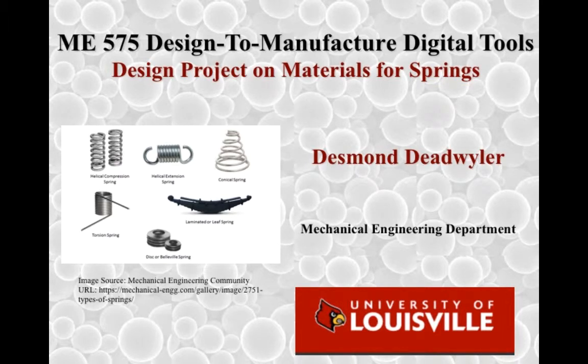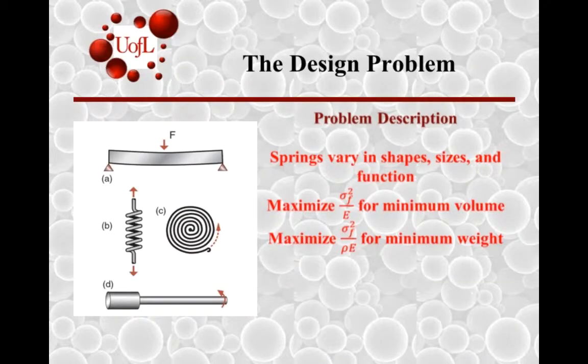So I'm Desmond. I did my project on material choices for springs. Springs can come in many different shapes, sizes, and functions. There's helical springs, leaf springs, torsion bars, axial springs. There's many different types. And so the two objectives that you look at when trying to choose materials for a spring is minimizing either the volume or minimizing the weight.